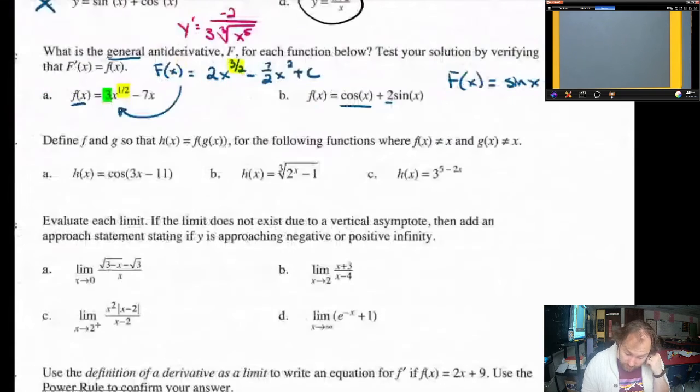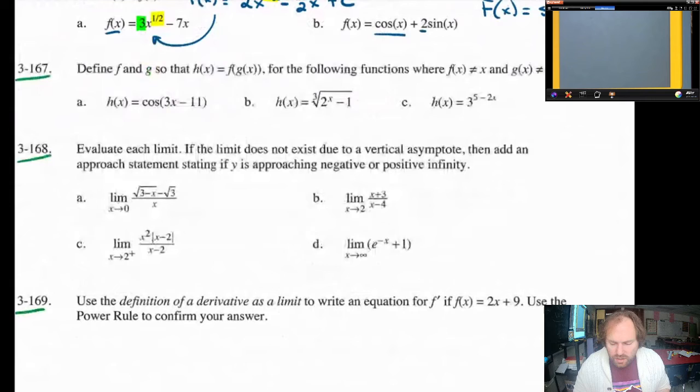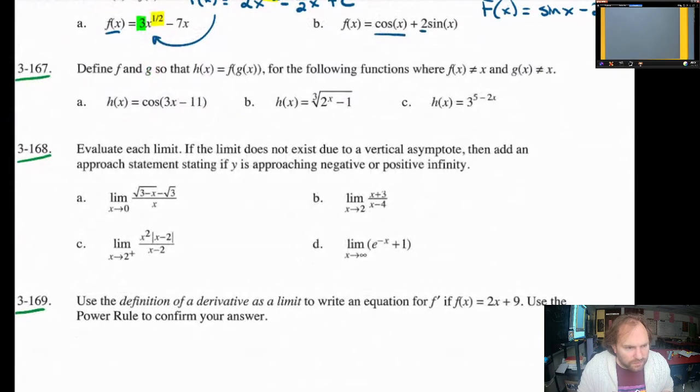Okay, let's look at 167, practicing our composite functions. Here we are getting ready for a skill that will involve us recognizing what the two functions that are working together to build a composite are. So for h of x, we're looking for f and g, where f is going to be the outside function and g is going to be the inside function.